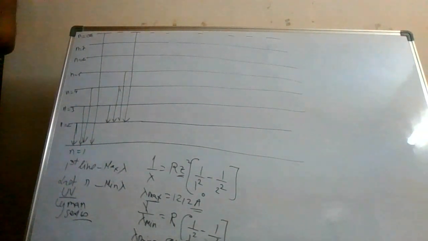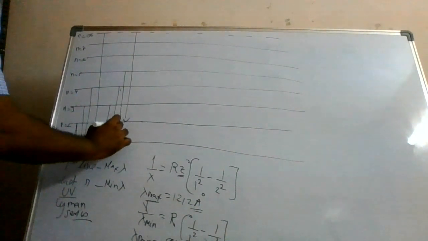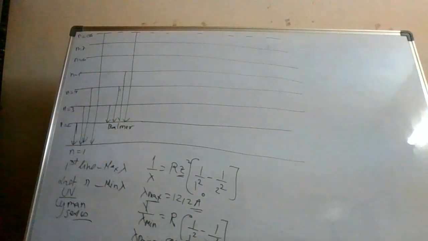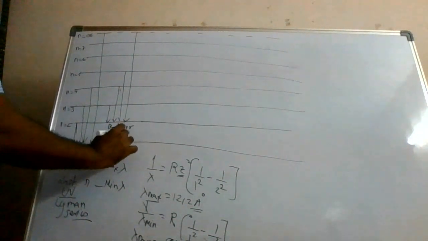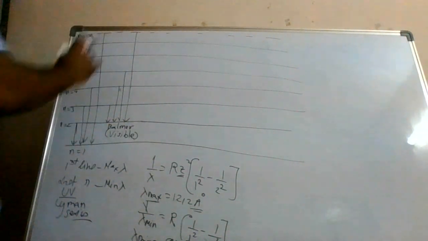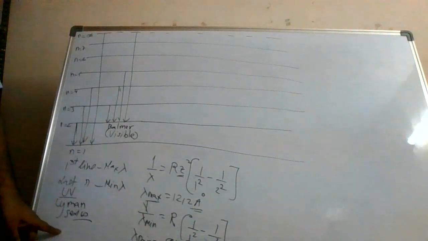Even this will give a specific series. Now this series we are going to call the Balmer series. These are all names of the scientists who have found this out. The Balmer series is in the visible range. You are able to see these lines because their wavelengths are such. So this is the Balmer series. The first one is the Lyman series.